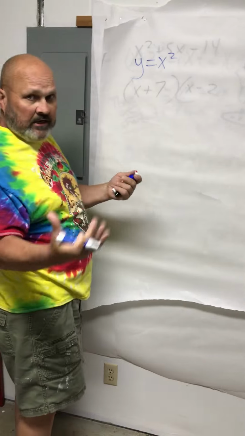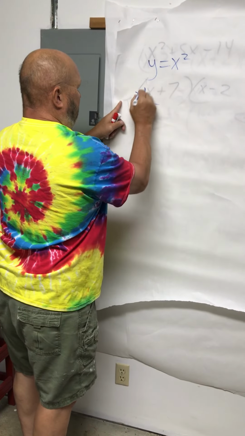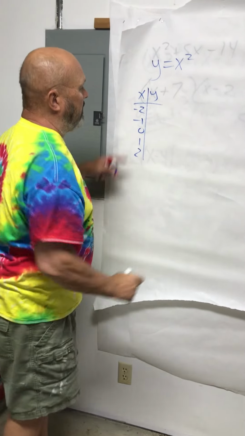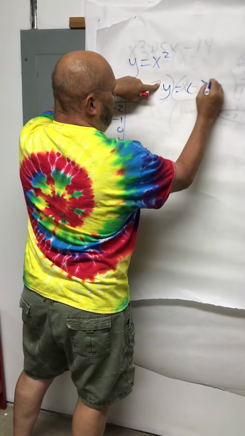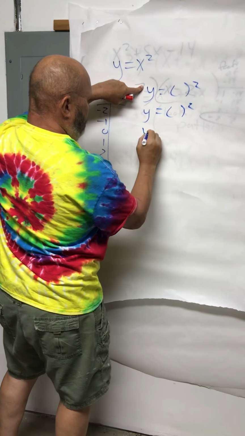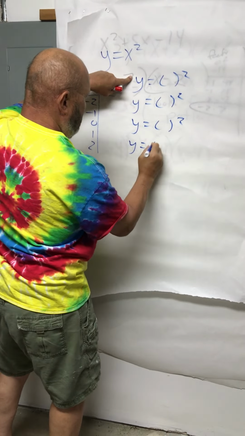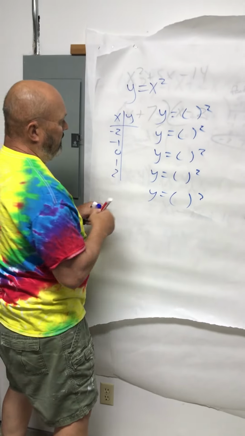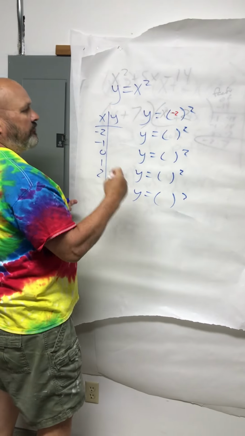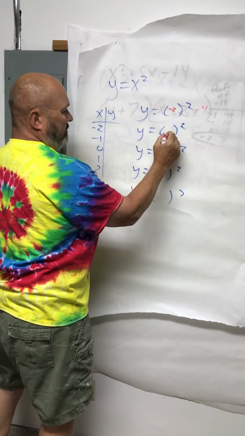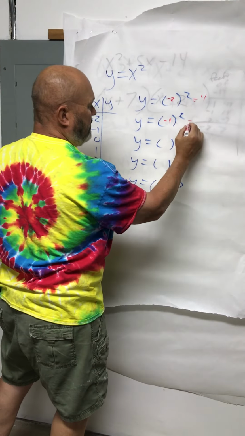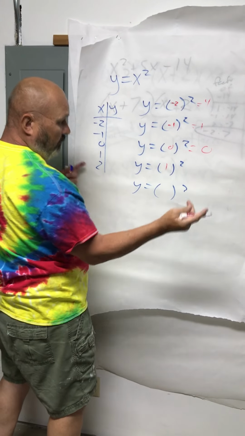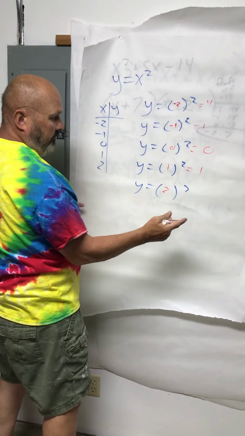So to graph this, just like a linear, you make an xy table, go -2, -1, 0, 1, 2, and then you're going to have to plug this in 5 different times. So if I plug in a -2, -2 squared is 4. If I plug in a -1, -1 squared is 1. I put a 0 in there, I'm going to have 0. If I put a 1 in there, 1 squared is 1. If I put a 2 in there, 2 squared is 4.